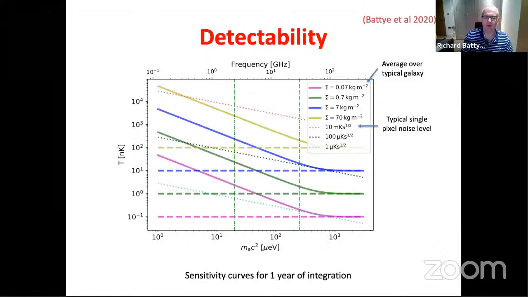So here are some estimates of potential detectability of this signal, dependent on what the surface mass density is. For a typical average galaxy, the surface mass density averaged over a galaxy is about 0.07 of a kilogram per meter squared. So that's over a whole galaxy. Right in the center, you might expect it to go up to maybe 100 times as big as that, so it could be as high as 7. And that's what these solid lines are.